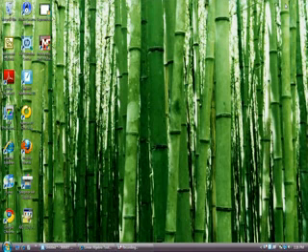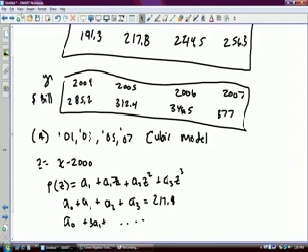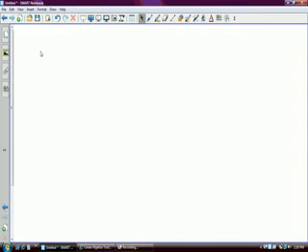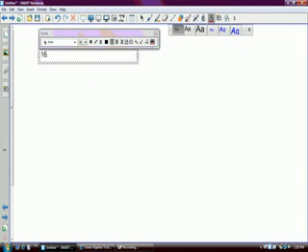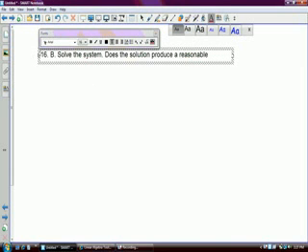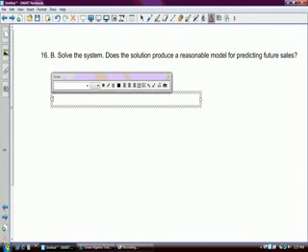I want to finish on this now for this video. This is 16b. It says solve the system, which we did. And then, does the solution produce a reasonable model for predicting future sales? And the answer is no. I mean, the answer is a resounding no.